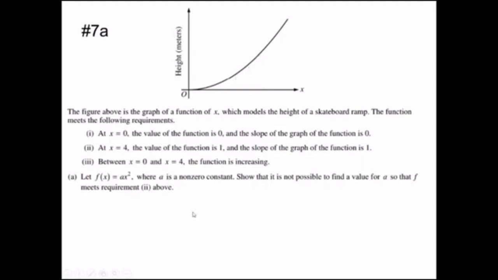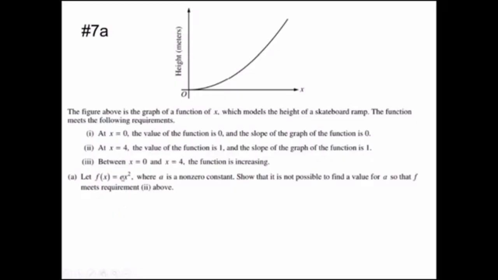So now our first part here, let f of x equal ax squared. Okay, let it be so. A is some non-zero constant. They just want us to show it's not possible to find an a value so that f meets this requirement here. All right, well, let's start by assuming that this does meet requirement 2, and then seeing what happens if we take that to its logical conclusion.